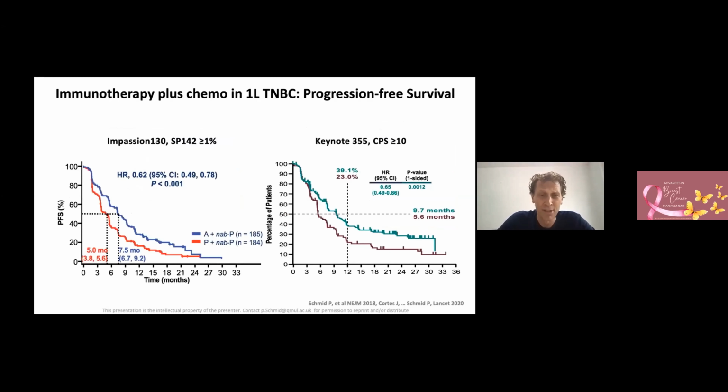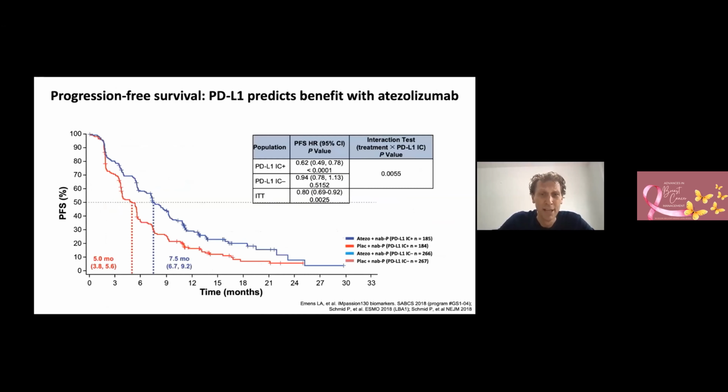PD-L1 positive patients, similar hazard ratio 0.62 with atezolizumab, 0.65 with pembrolizumab, clearly very similar, very comparable results, but only in PD-L1 positive patients benefit seen. If you look at PD-L1 negative patients, progression-free survival, you can see clearly no benefit there, and therefore we should limit these treatments outside trials only to patients with PD-L1 positive tumors.